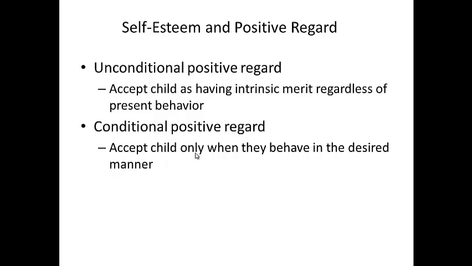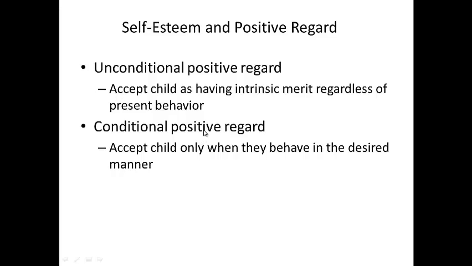According to Rogers, we can either engage in a relationship where we are receiving unconditional positive regard, or a relationship with our loved one where we only receive conditional positive regard. An example of unconditional positive regard would be a parent accepting a child as having merit regardless of their current behavior. For example, loving a child and expressing your love for your child regardless of the grade that they get in school.